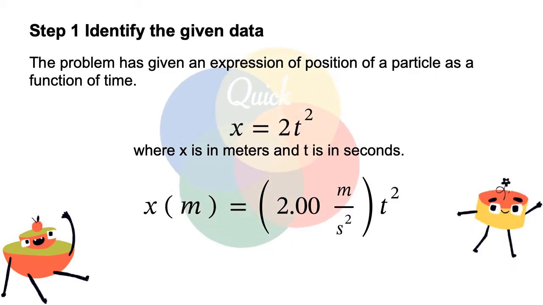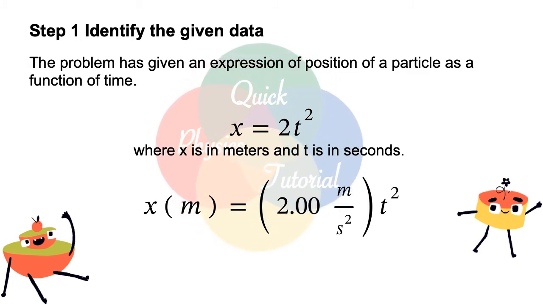Step 1. Identify the given data. In here, the problem has given an expression of position of a particle as a function of time. Since x is in meters, we want to put the necessary units on the right side for our expression to make sense.